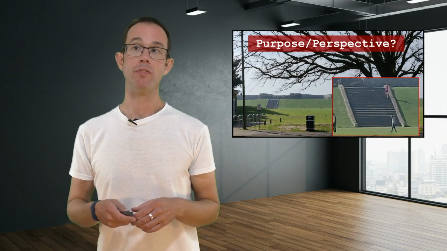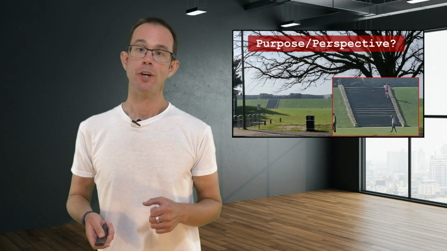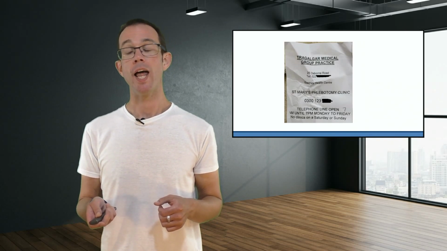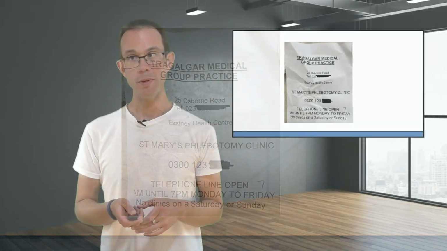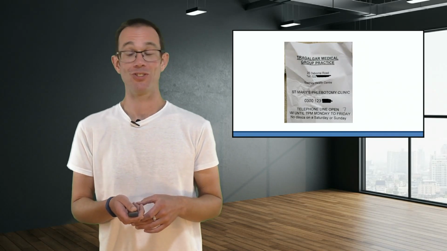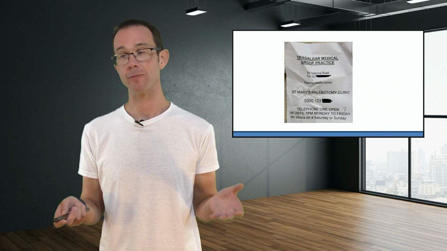So I'll give you a quick example of that. A while ago, about a year ago, I had to have a routine blood test. And as I suspect has happened to all of us, my GP, my doctor, gave me a form and also a telephone number to ring. So I needed to ring the St Mary's Phlebotomy Clinic. I didn't know what phlebotomy meant. I still don't really know, but presumably it's something to do with blood taking.